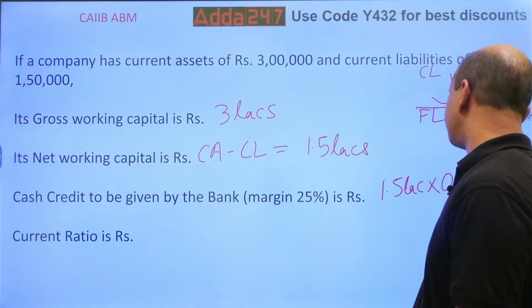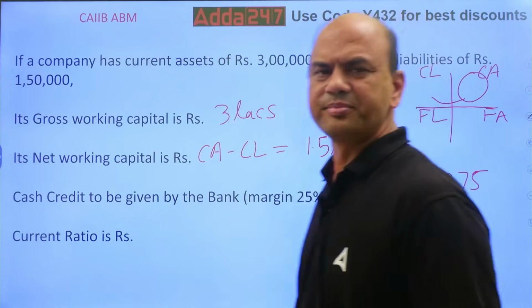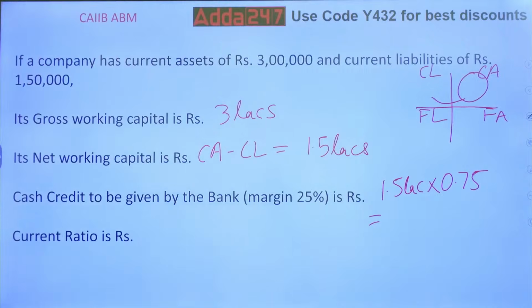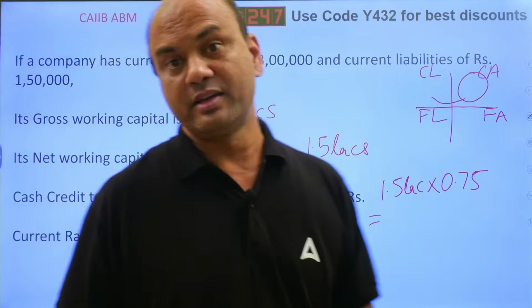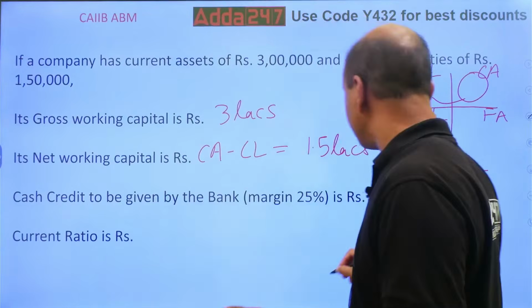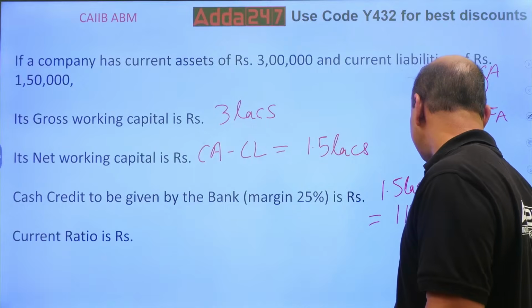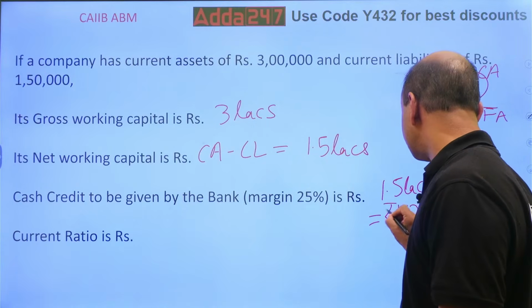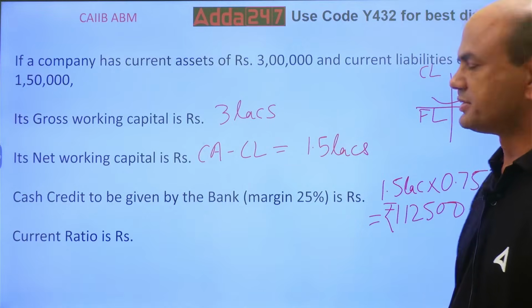So get the answer now, roughly. Means thumb rule wise I am talking. So what is the answer? 1.5 lakhs into 0.75, that is equal to 150 into 0.75. So it is 1,12,500 roughly. See, I don't say exactly this will be the CC, but thumb rule is this: 1,12,500 rupees. Okay, so this much will be the CC.